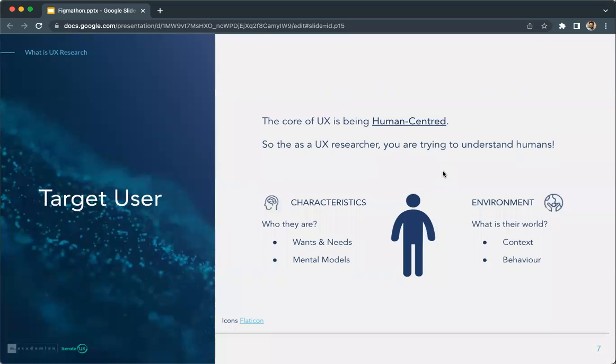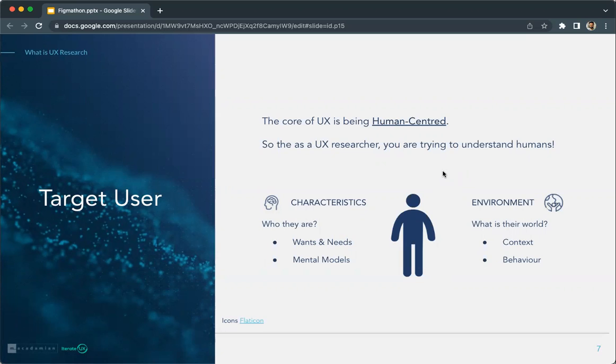So what do we mean when we say it's a study of target users and their requirements? We as user experience professionals are human-centered. So what you are trying to do as a researcher is understand humans. And you're focusing on two things. First, who they are, that is their characteristics. This would mean their goals, their wants, their needs, their desires, their motivations, their mental models, which is how they think about how things work in the world, basically their attitudes.